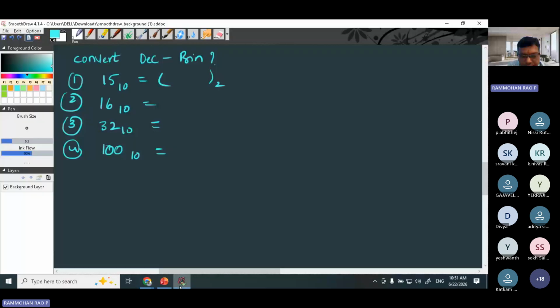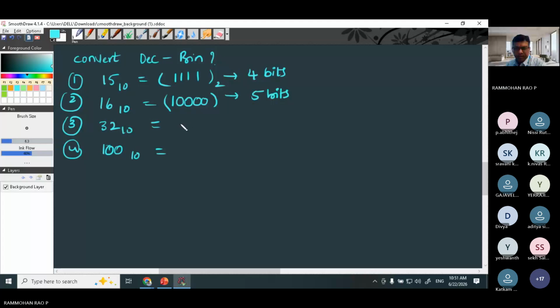Intentionally, I asked this conversion because there is an important point which I wanted to teach you. So what is the binary code of 15? It is 1, 1, 1, 1. The binary code of 16 is 1 followed by 4 zeros. How many bits did we get? For 15, 4 bits are enough. For 16, I need 5 bits. For 32, what is the binary code of 32?